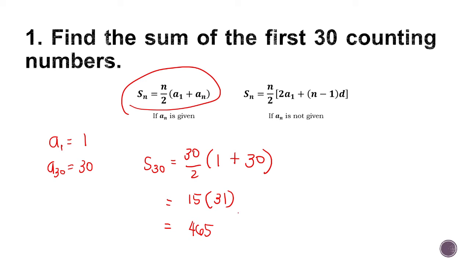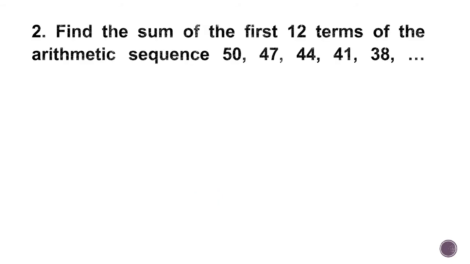So what are these counting numbers? When we add all the numbers until 30, the sum will be 465. So let's have one more example.